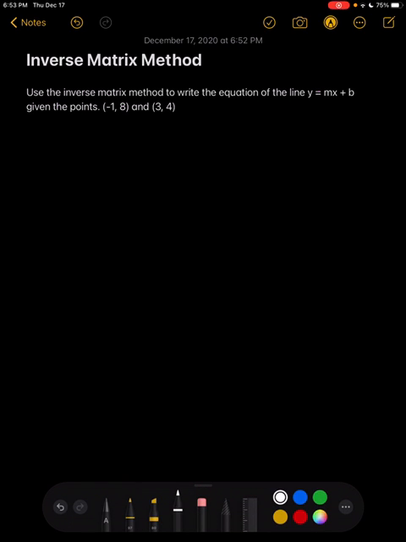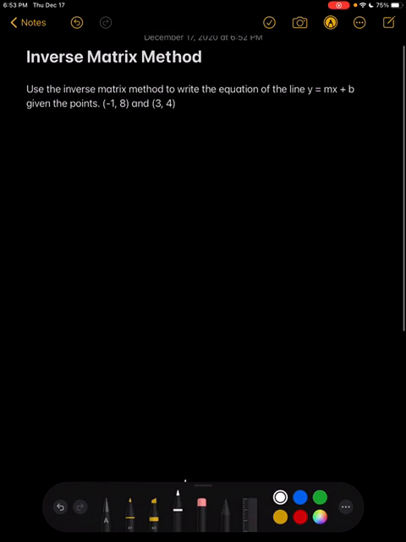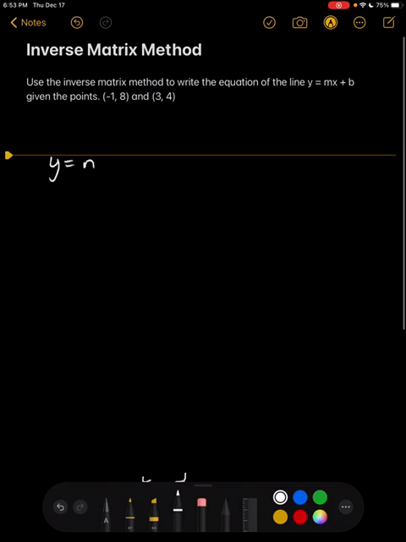Okay, so let us investigate how we will use the inverse matrix method to discover the equation of a line given 2 points. So first we want to start off with the fact that y equals mx plus b is given to us. They've given us 2 points, -1, 8, which we know is an x and a y, and a 3, 4, which provide us with an x and y coordinate.